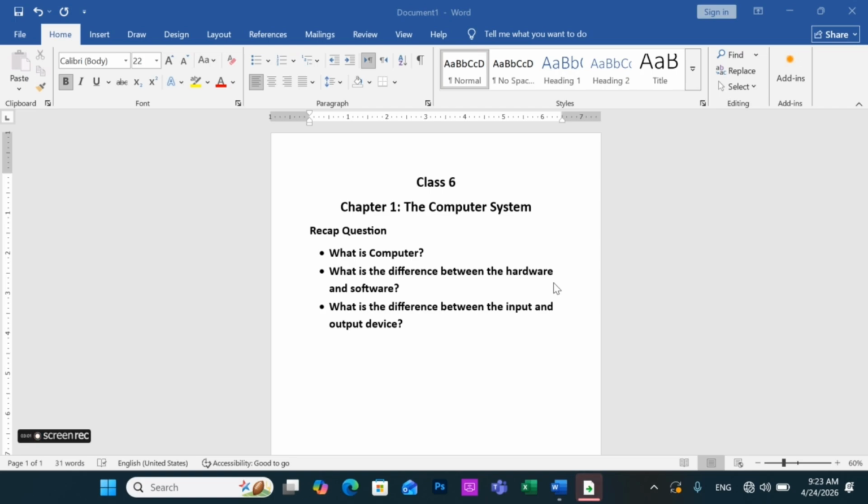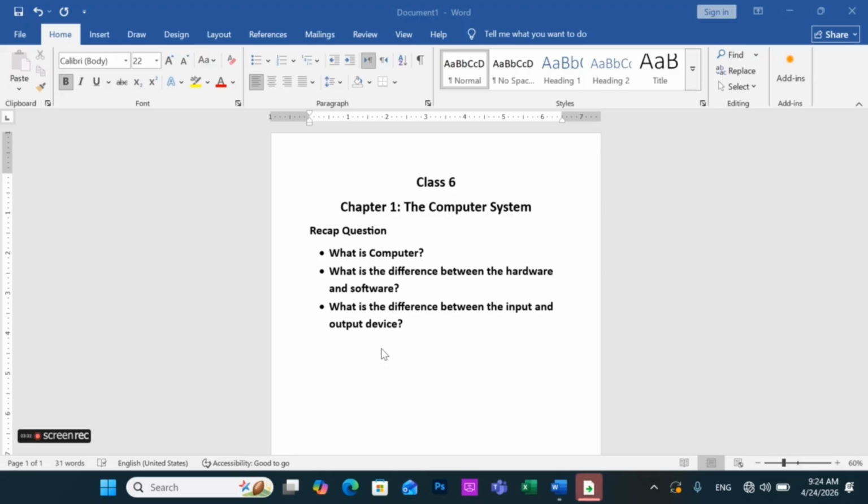Now today we learn about the CPU, which is the most important part of the computer system. CPU stands for Central Processing Unit. The full form of CPU is Central Processing Unit. C stands for Central, P stands for Processing, and U stands for Unit. It is also known as the brain of the computer because it controls all the operations and processes data.